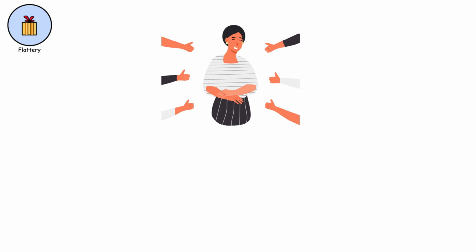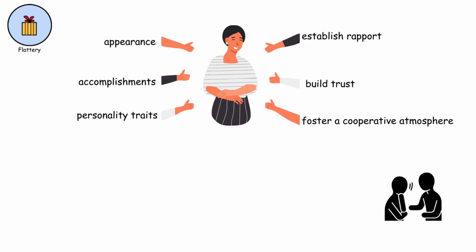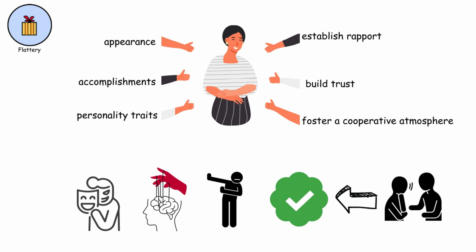Flattery. Similar to appealing to ego, flattery involves complimenting the subject to elicit a positive response. Interrogators may praise the subject's appearance, accomplishments, or personality traits to establish rapport and build trust. Flattery can help create a favorable impression and foster a cooperative atmosphere during interrogation. However, like other persuasive techniques, it should be used judiciously and authentically to avoid appearing manipulative or dishonest.